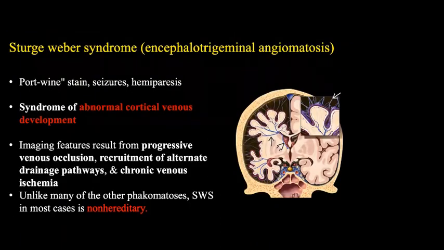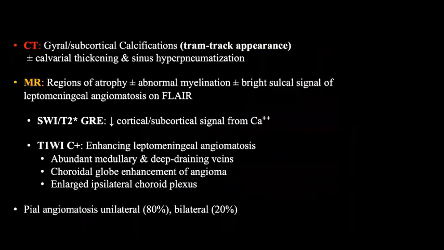So what's Sturge-Weber syndrome, or encephalotrigeminal angiomatosis? There is port-wine stain, seizure, hemiparesis, and it's all related to abnormal cortical venous development. With that, we would get the imaging findings related to venous occlusion, recruitment of an alternate drainage pathway, and resultant chronic venous ischemia. And this one is still part of the phakomatoses, but it's a non-hereditary disease.